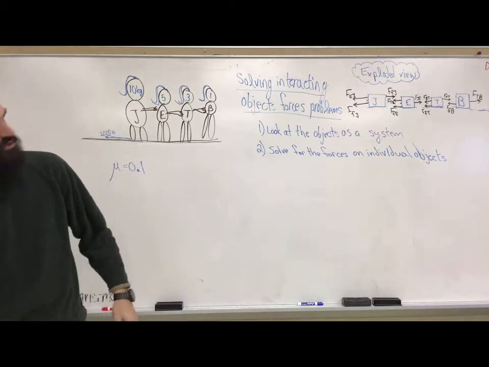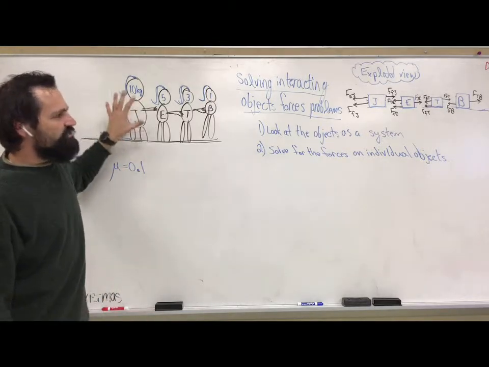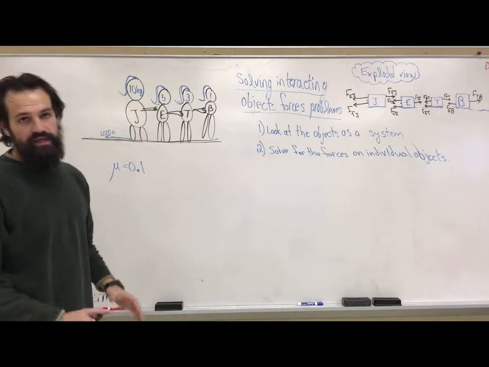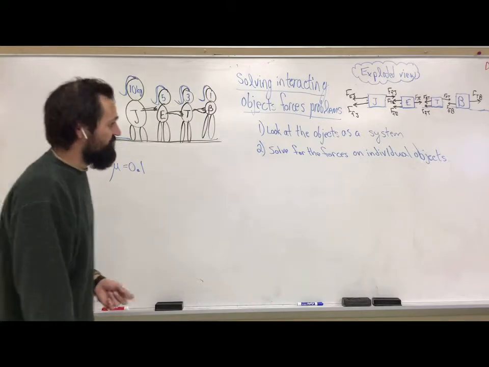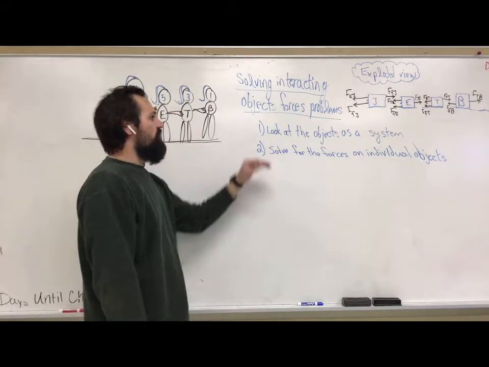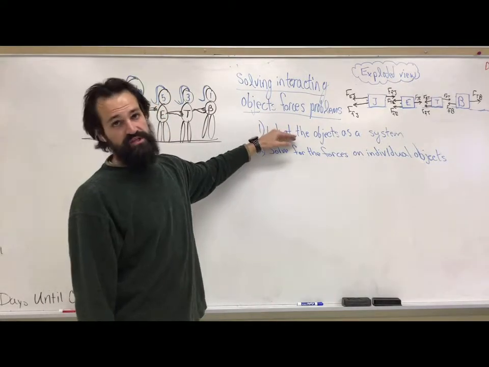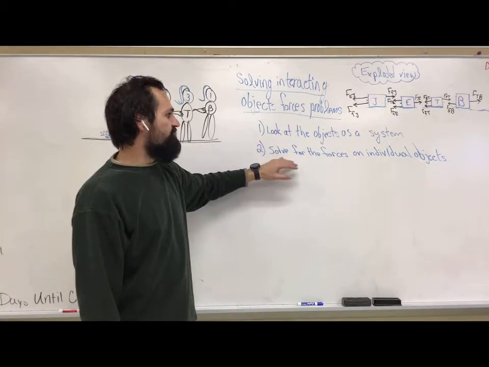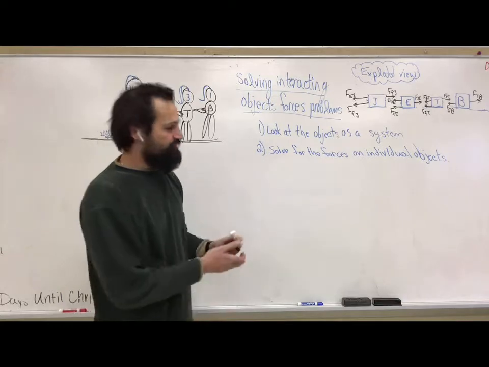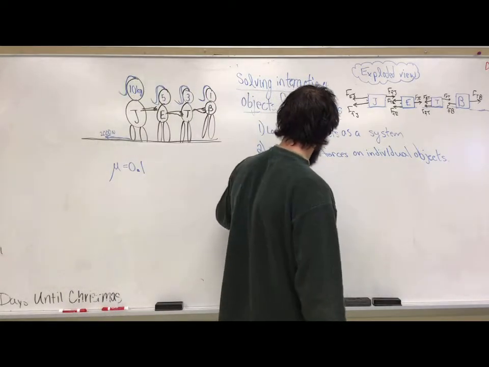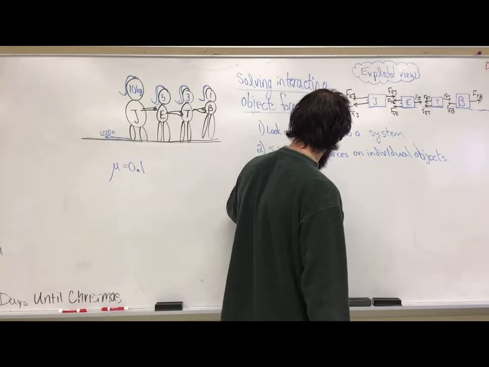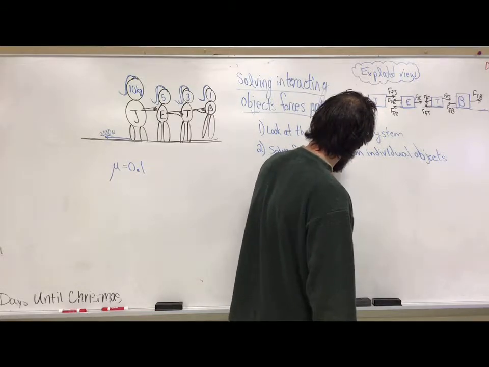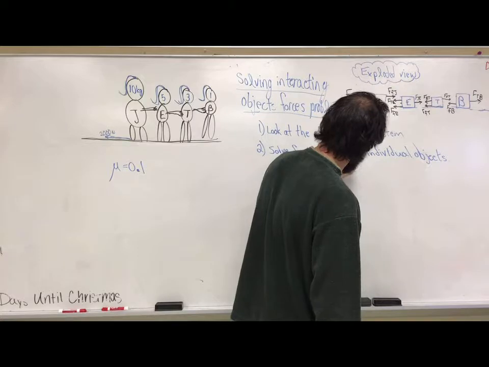Before we look at anything else going on, we need to see what's going on behind the scenes. And again, as with all systems problems, you're going to be following 2 rules. Number 1, you will look at the objects as a full system. And then number 2, you will solve for the forces on individual objects. And I'm going to add a little star saying, work your way from the outside objects in. And I'll show you why I recommend that in a moment.